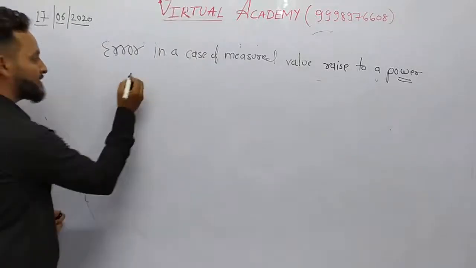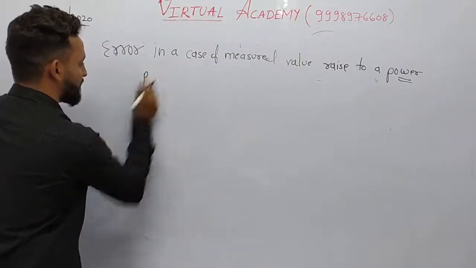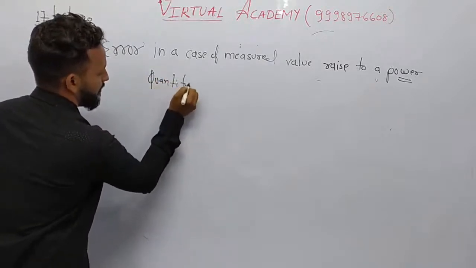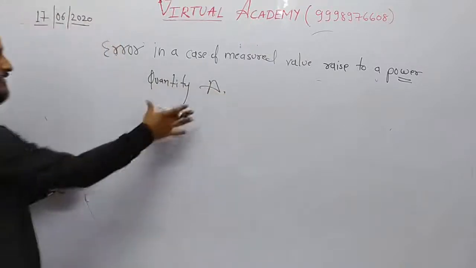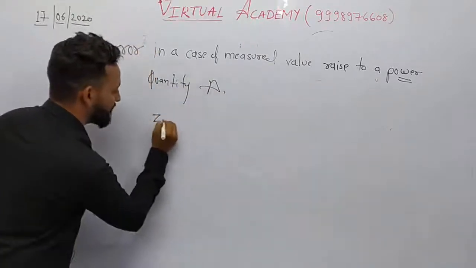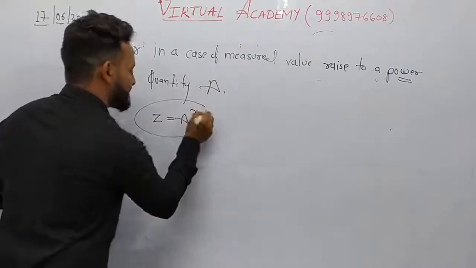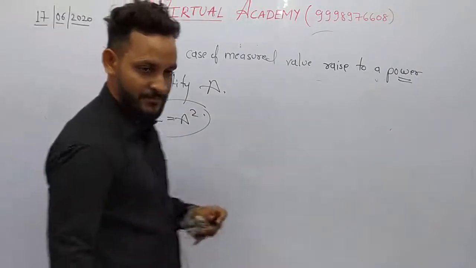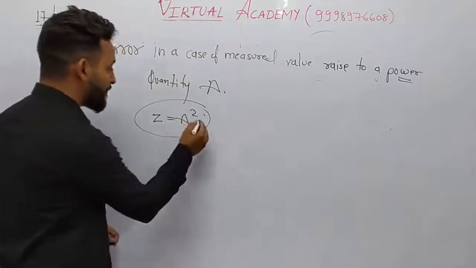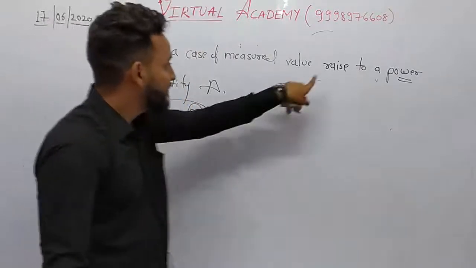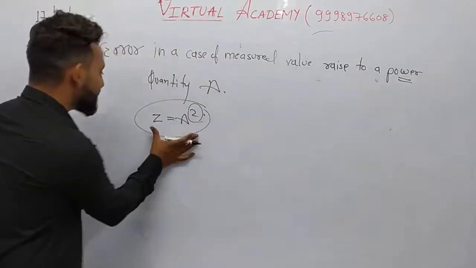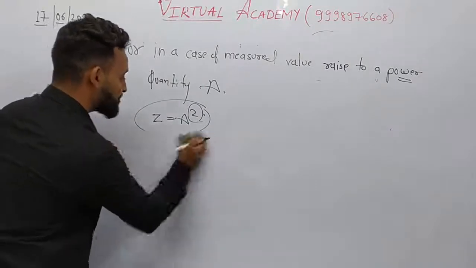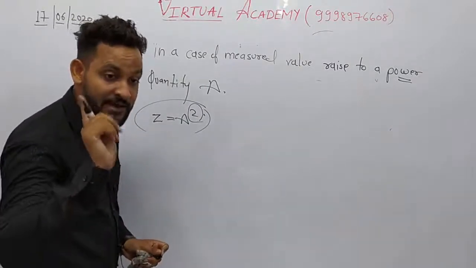So simply there is an equation, you just have to focus. Suppose we have a physical quantity, suppose we have one quantity that is A. Now what about Z? We have to deal with power. Simply Z equal to A square. Now what did I say? We have to deal with power. Simply it is raised to the power, so delta Z we just have to follow. Just remember one thing.